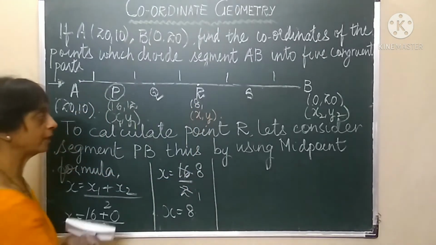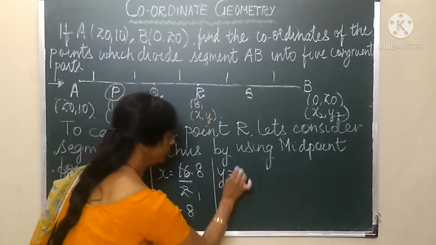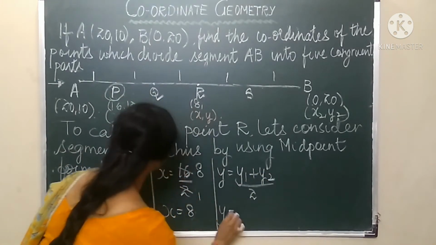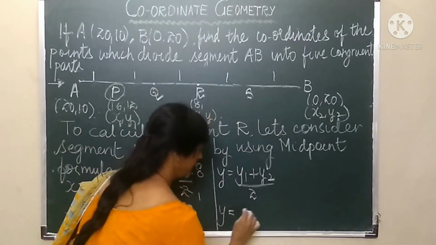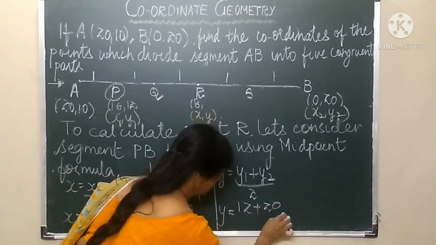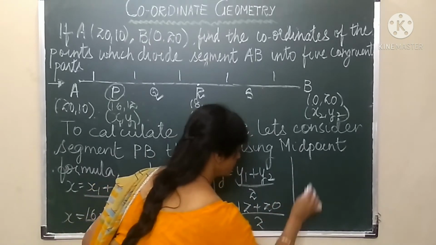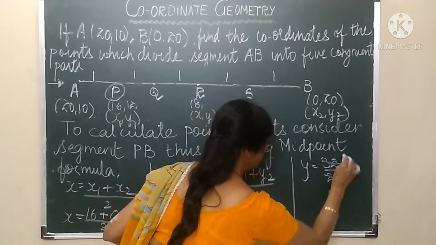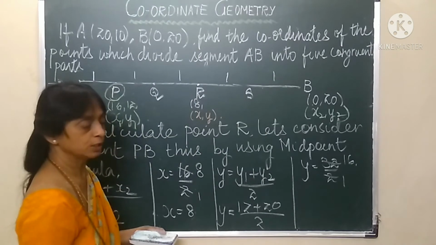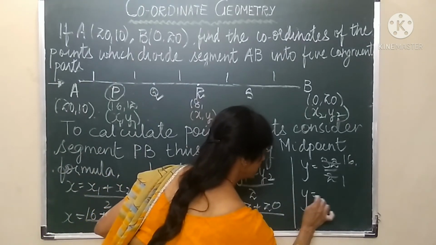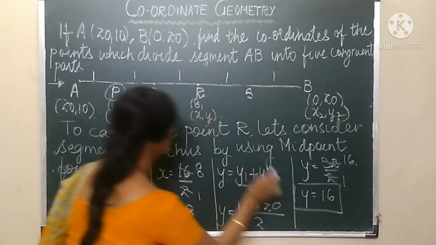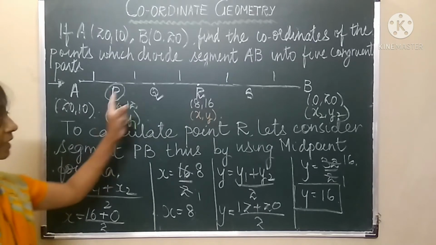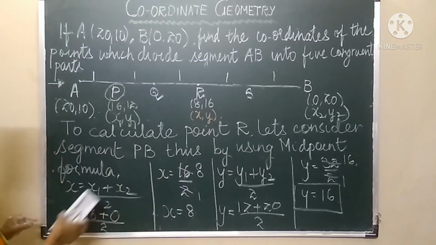To calculate the y coordinate of the same point, the formula used will be y1 plus y2 upon 2. So y will be equal to 12 plus 20 upon 2. So y will be equal to 32 upon 2. Let's reduce. 2 ones are 2, 2 16s are 32. So y is equal to 16. Thus we got the value of point R by using a simpler formula, that is the midpoint formula.